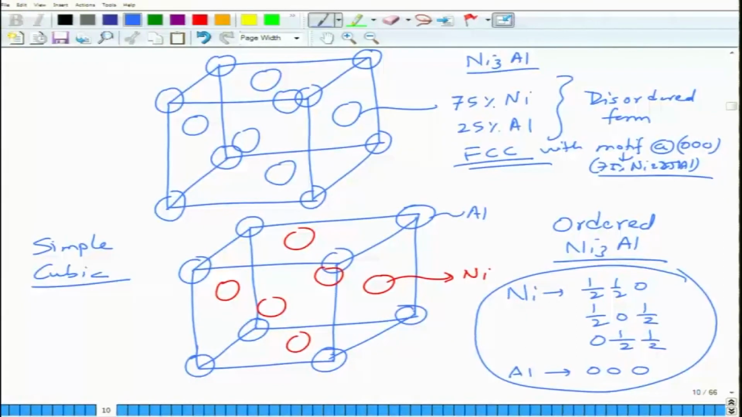This Ni3Al is very useful because it is used in superalloys to strengthen them. Nickel based alloys are superalloys, and if you add some aluminum to nickel, they form Ni3Al precipitates, and these precipitates provide resistance to dislocation motion, and they make the nickel alloys stronger for high temperature applications.